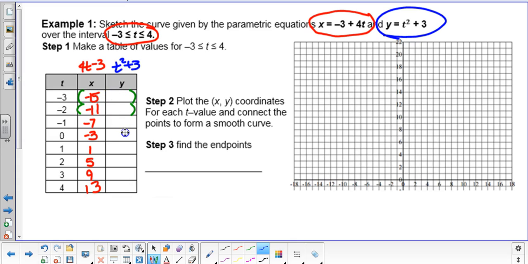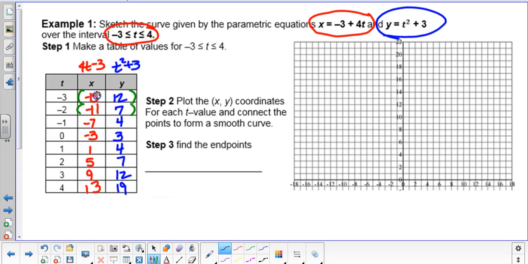How do I find the y's? Yes, square the t and add 3. So 9 plus 3 is 12. 4 plus 3 is 7. -1 squared is 1. Plus 3 is 4. 1 plus 3 is 4 again. 7, 12, and 16 plus 3 is 19. Everybody okay with where we got those numbers?